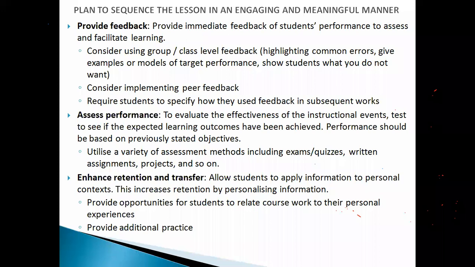Enhance retention and transfer. Allow students to apply information in personal context. This increases retention by personalizing information. Provide opportunities for students to relate coursework to their personal experiences. Provide additional practice.